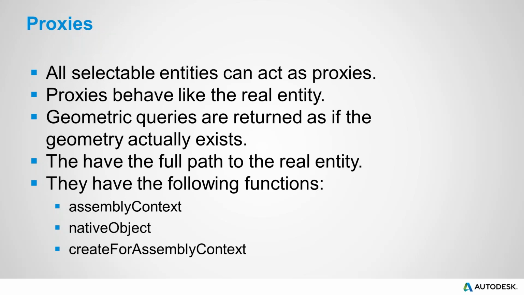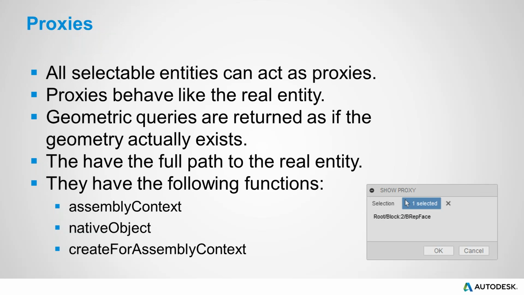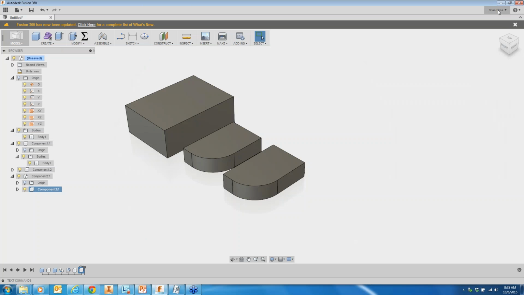And the create for assembly context, that's if I have the real thing, but I need to create a proxy. I'll maybe talk about that in a second, hopefully I remember. So let's go look at these path things. I've written a little add-in that hopefully will help in making this a little bit clearer. And I understand this can be a little bit confusing, slightly complex, but all right.